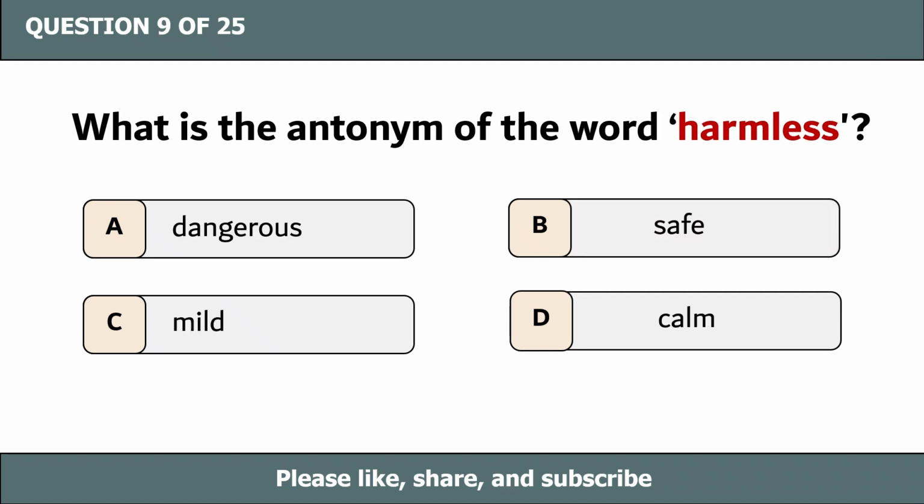Question 9. What is the antonym of the word harmless? The correct option is A. Dangerous.